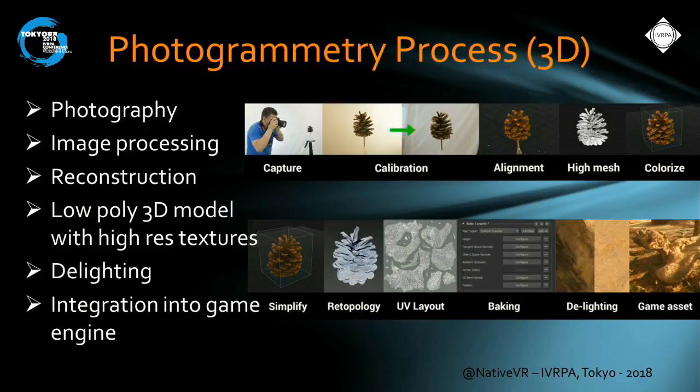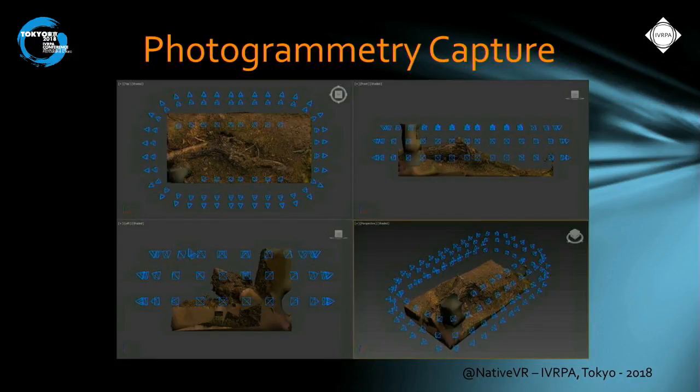It works well with static environments. So if you have a tree with leaves moving, it's not going to be easy. Or if you have totally white surfaces, it's not going to work. It's a bit like stitching. You need to have a lot of details and overlap in order for that to work.